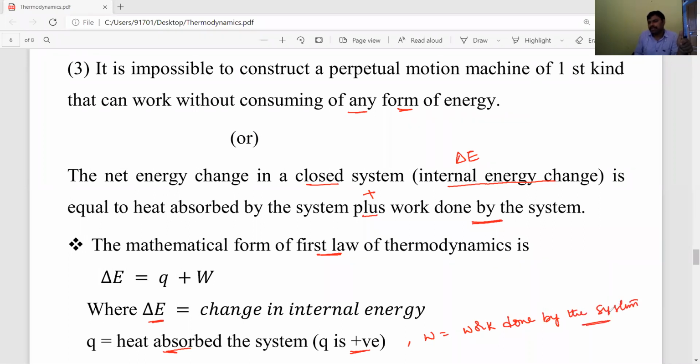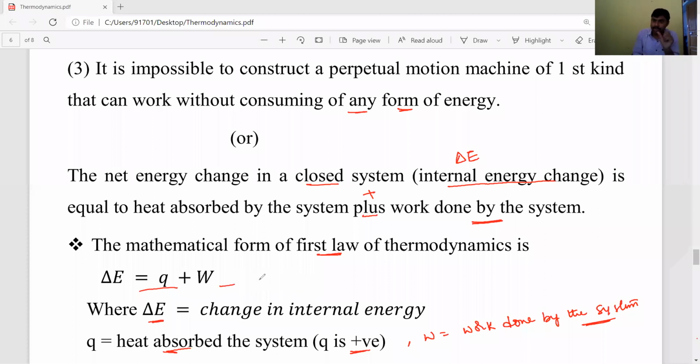In the board examination, they will ask you to define the first law of thermodynamics and write the mathematical equation. Above I gave four different definitions; you have to write any one of them, and the mathematical equation: delta E equals Q plus W, where delta E is the change in internal energy, Q is the amount of heat absorbed by the system, and W is the work done by the system. Okay, it is the mathematical form of the first law of thermodynamics.